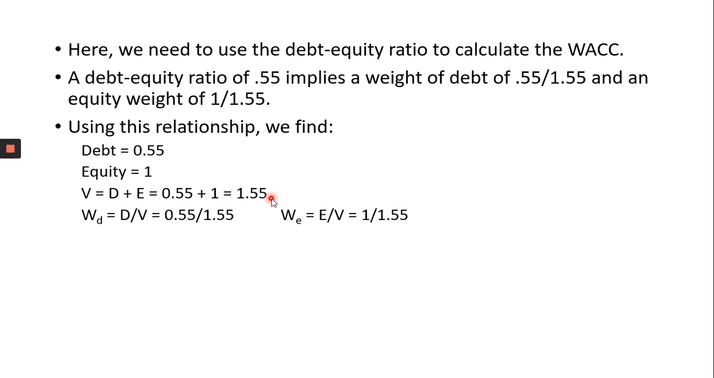The weight for debt is debt over the total value. In our case, D is 0.55, as you can see here, and the value is 1.55. The weight of equity is equity over value. So equity is 1, and over 1.55, the total value. Now we've got the weight of equity and the weight of debt. Now it's time to calculate the WACC.